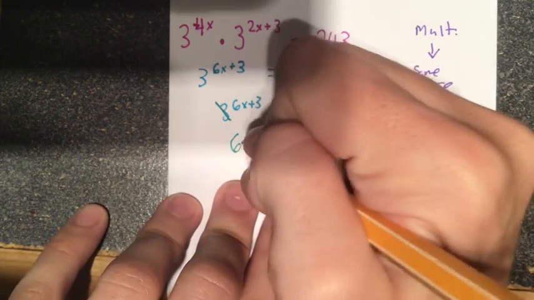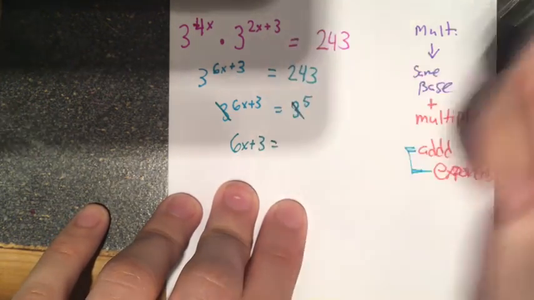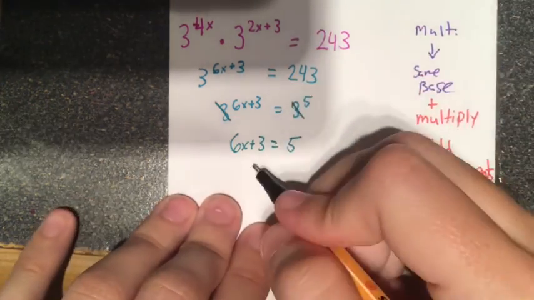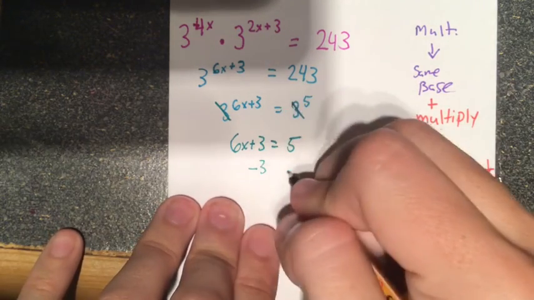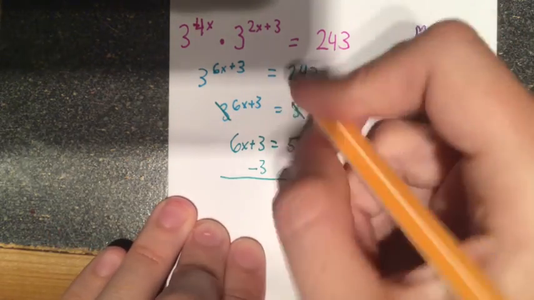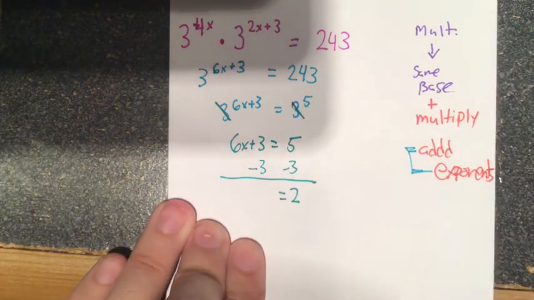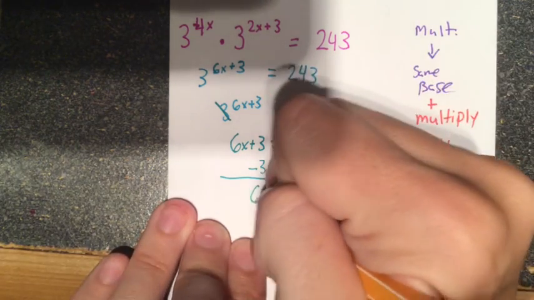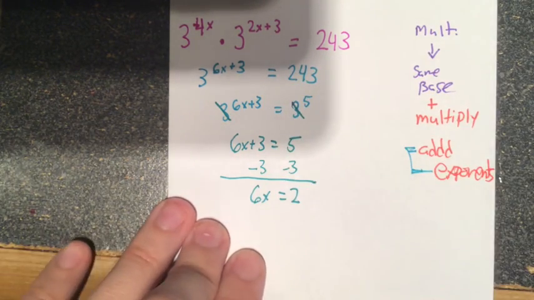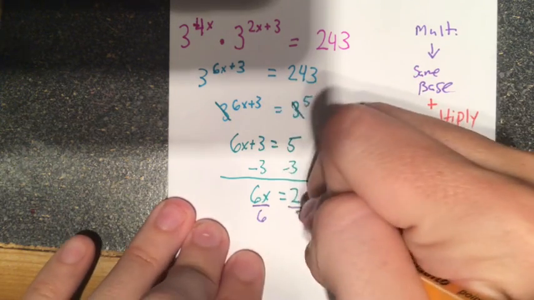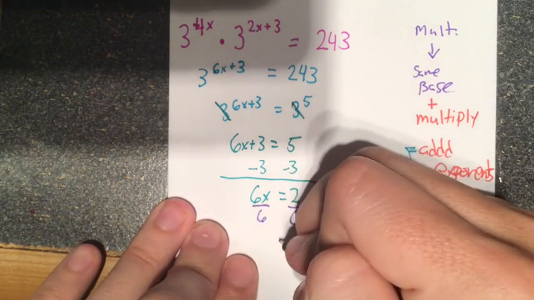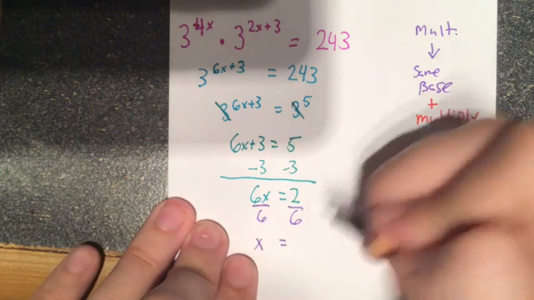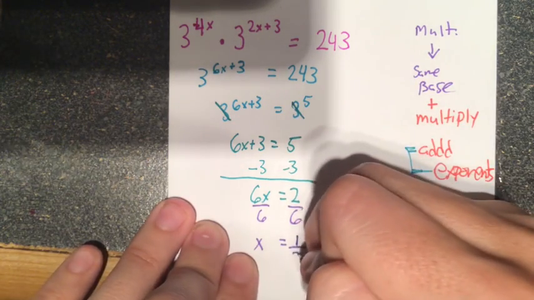Right? So then I have my common bases, so I can cancel them out. I'm left with 6x plus 3 is equal to 5. Isolate my x by subtracting 3. Subtracting 3, I get a 2 is equal to 6x. Okay, divide by 6, divide by 6. This can be simplified to x is equal to 1/3.